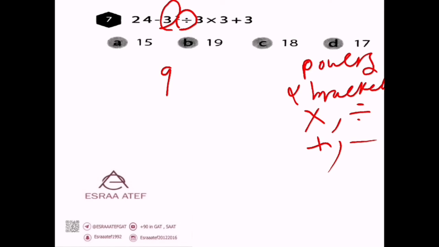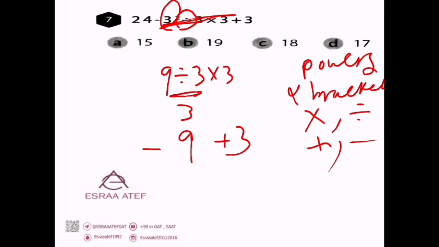So 9 divided by 3 times 3. 9 divided by 3 will be 3. 3 times 3 will be 9. Okay, so we finished all of them, plus 3 here, and here 24. 24 minus 9 will be 15. 15 plus 3 will be 18.